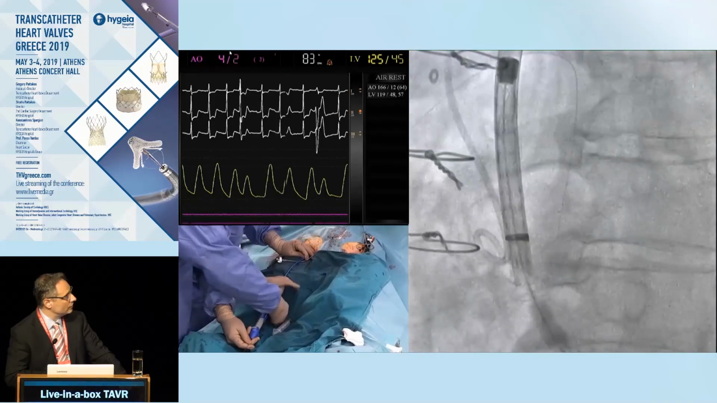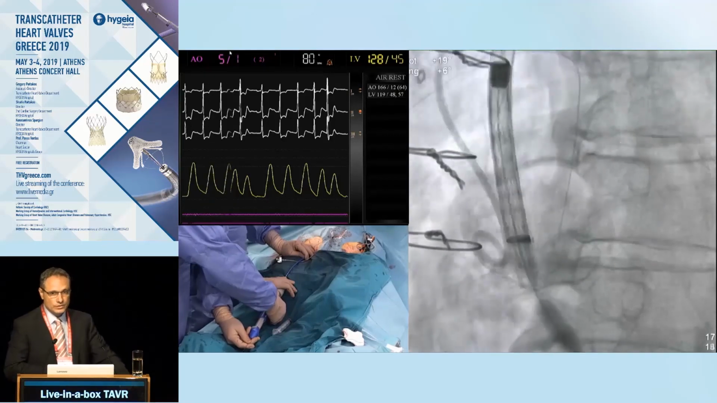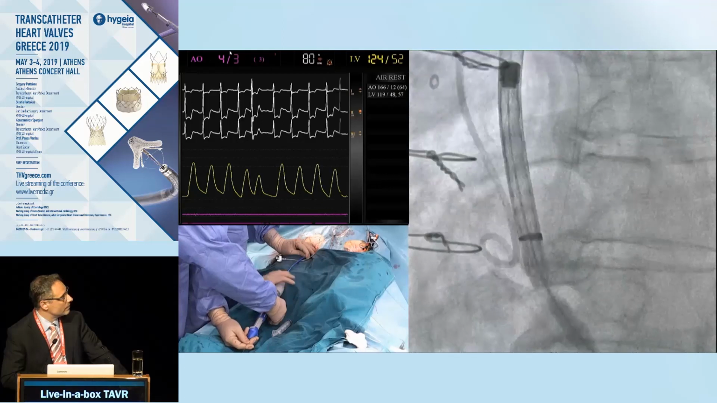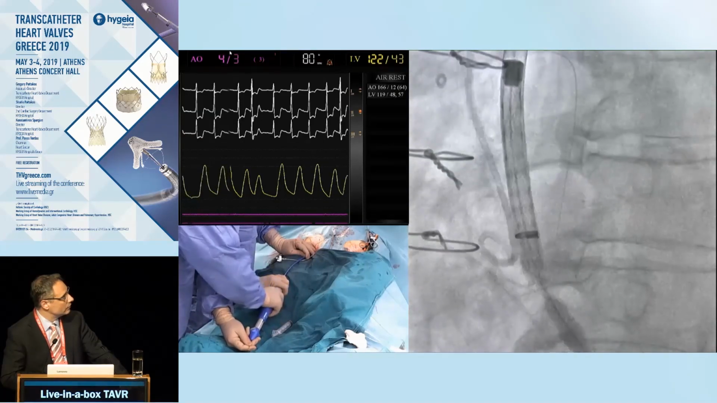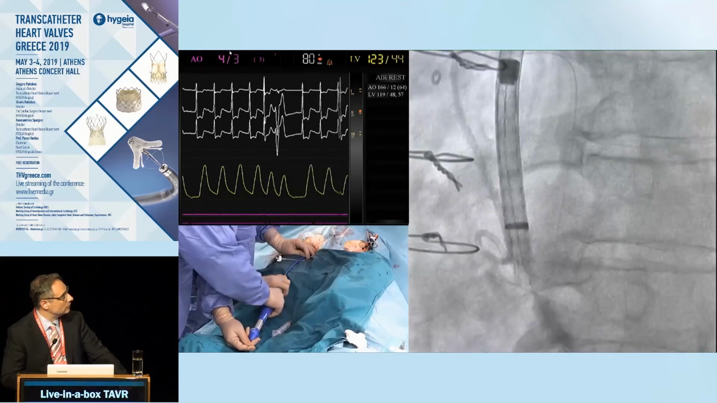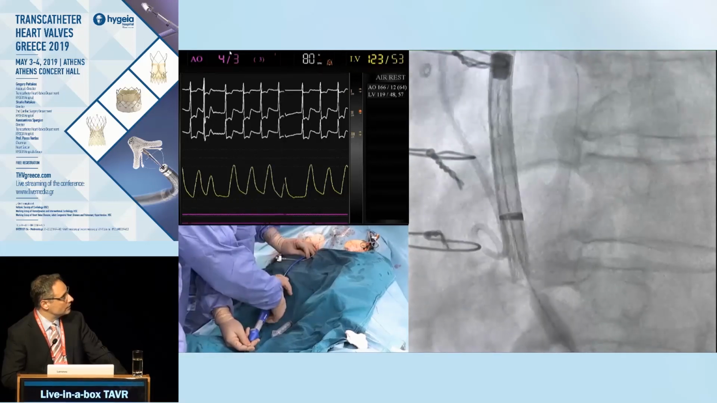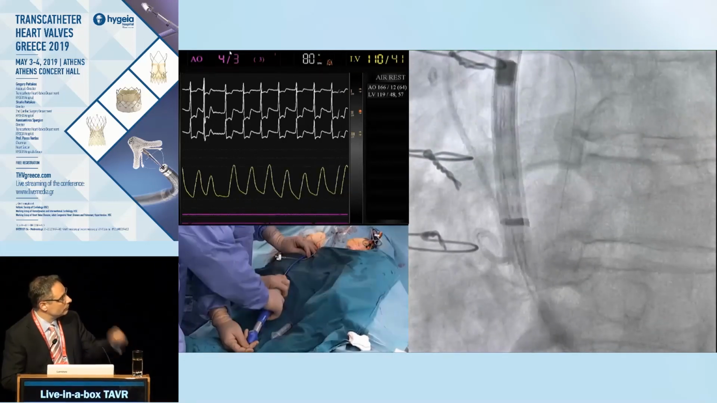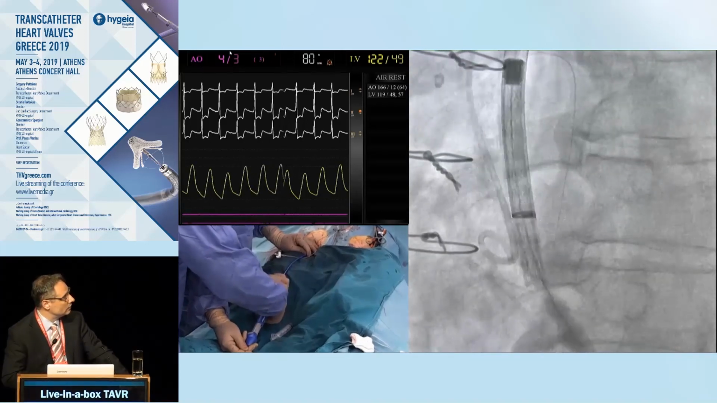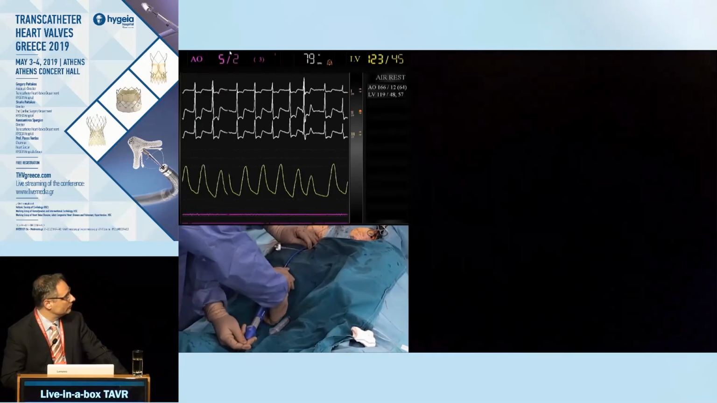We can deploy the first third slowly. We don't always need rapid pacing when we use this type of valve. We also need the pigtail as a marker. We try to stabilize the valve and to control the tension. And then we start slowly releasing and deploying the valve. You see slowly the flare coming up.